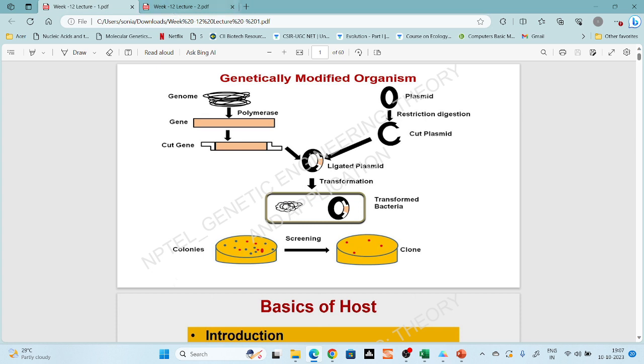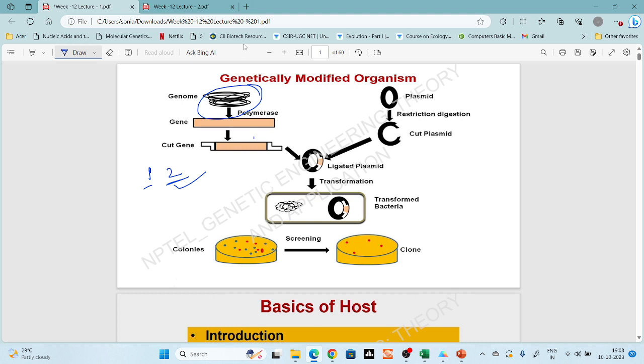So the course module is about creating a genetically modified organism, or cloning a particular gene of interest into your desired vector. For that, we need the gene of interest and we need the vector. Then you have to cut your gene and the vector with the same set of restriction enzymes, or the same restriction enzyme if you're doing single digestion. If I'm using EcoRI to cut my gene of interest, then I have to use EcoRI only to cut my vector or the plasmid. For the digestion, you can use either one enzyme or two enzymes, that means either a single digestion or a double digestion.